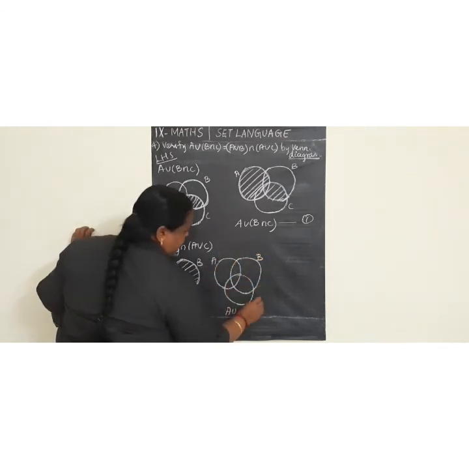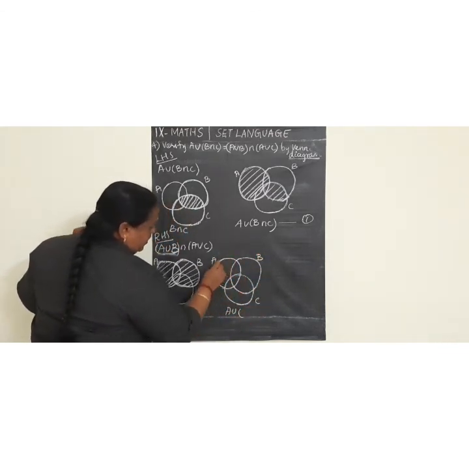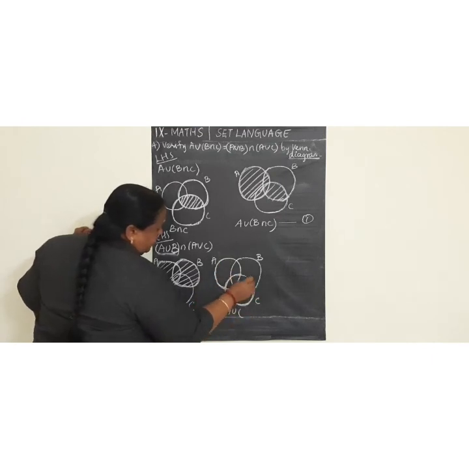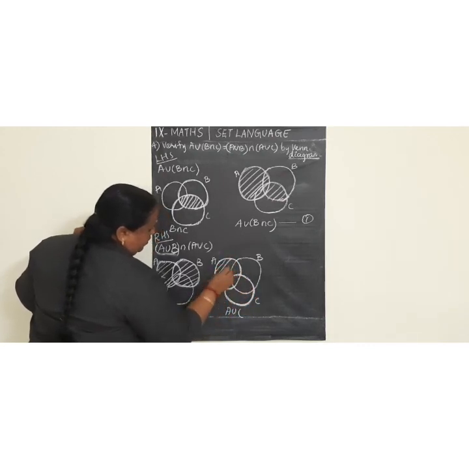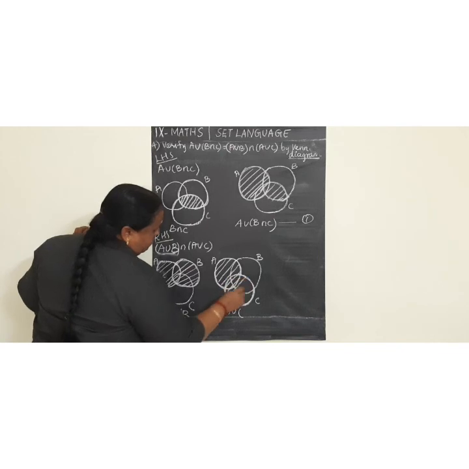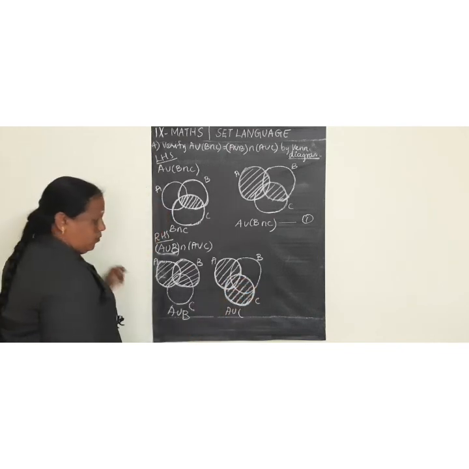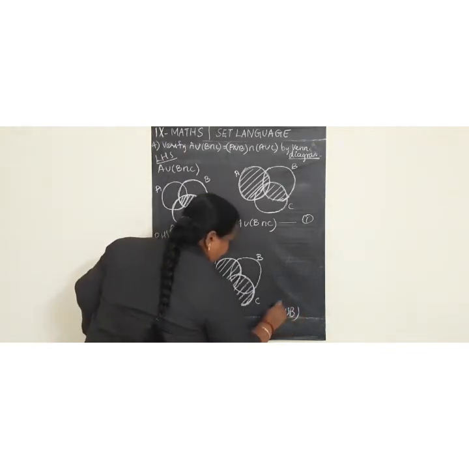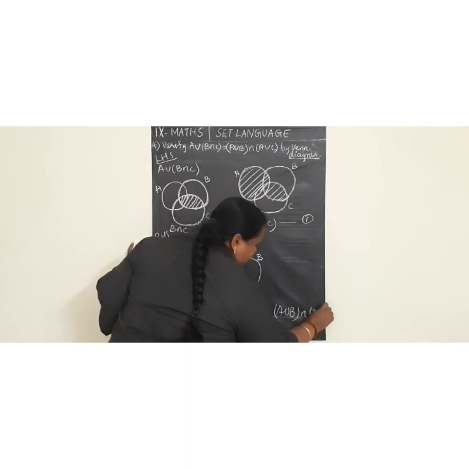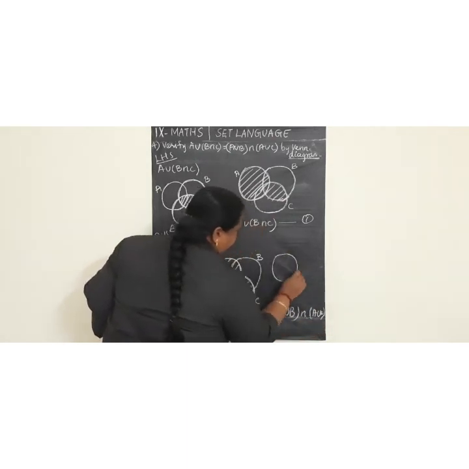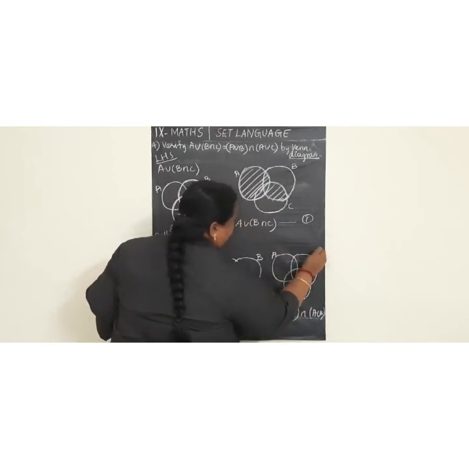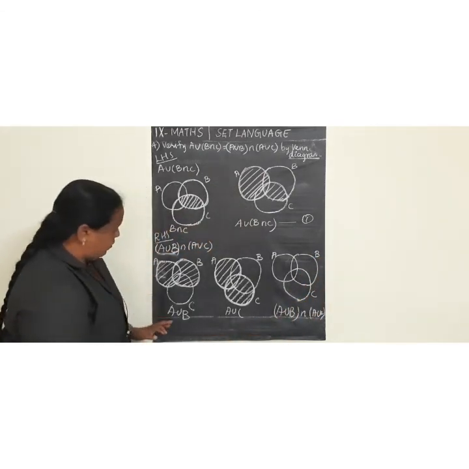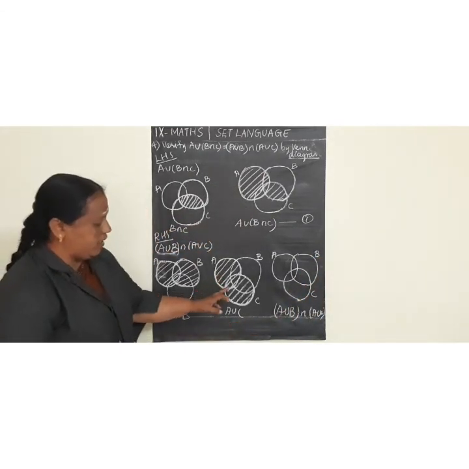A, B, C. A union C. Now this is a set A and this is a set C. So this fully, this one fully we have to shade it. A union C. Now we have to find A union B intersection A union C. In both we have to write the intersection part. A, B, C. In this A union B, A union C, we have to write the intersection part.